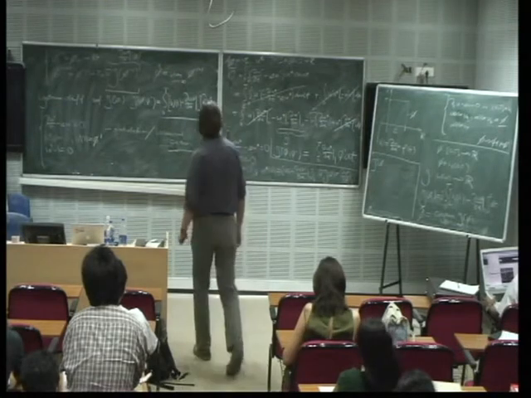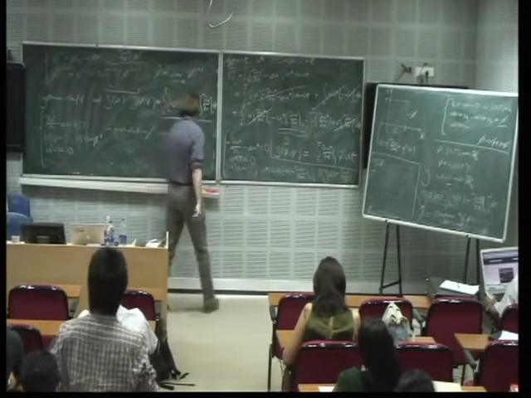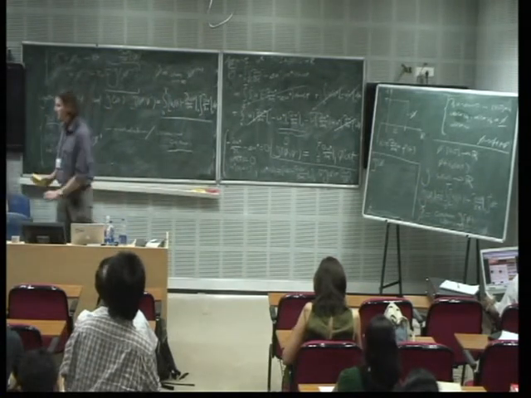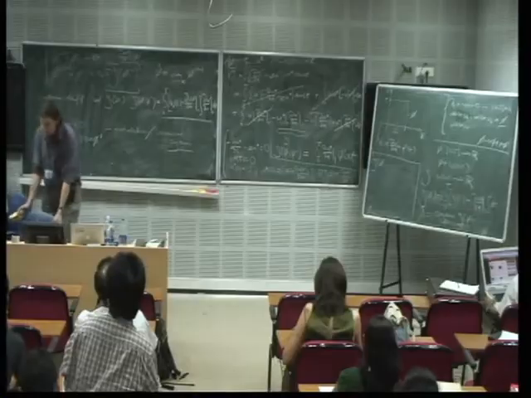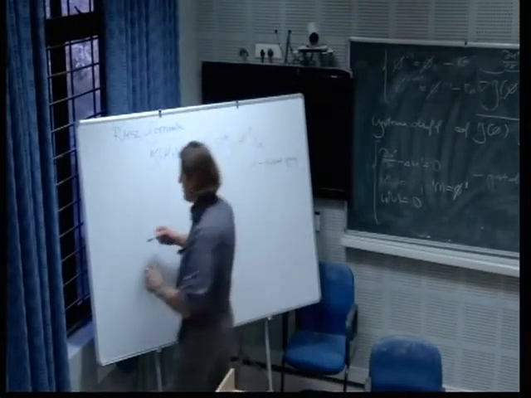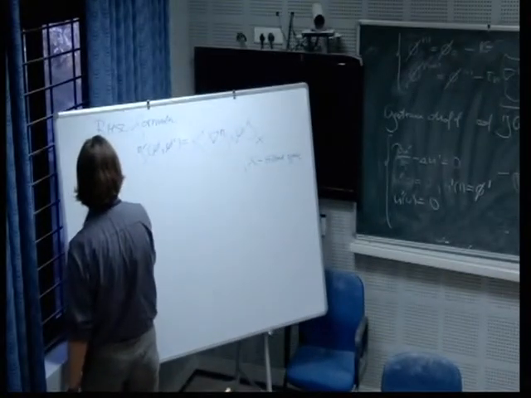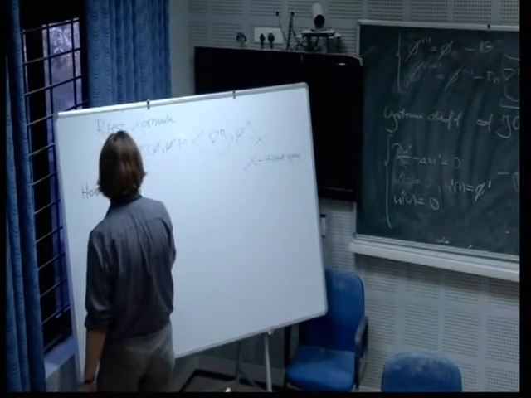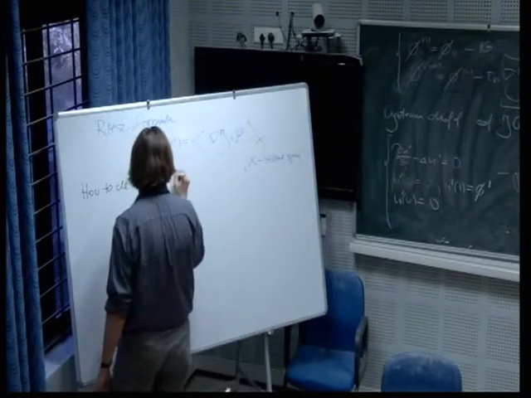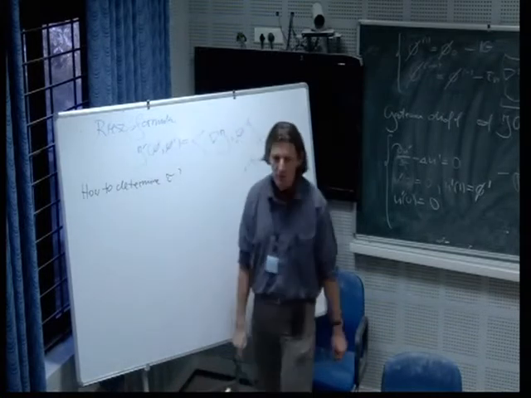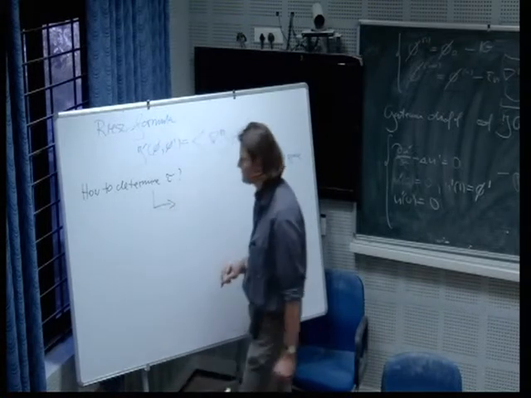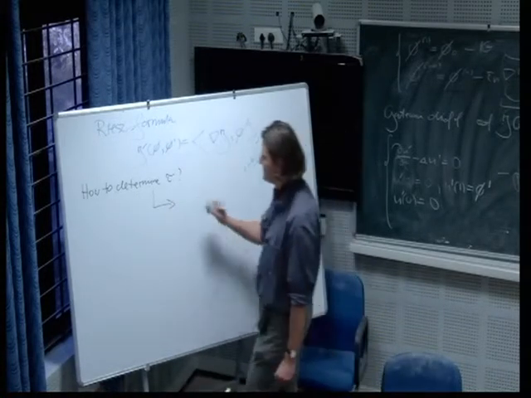How can we find this? Well, let me just do a brief digression to address this issue. Maybe I'll use the whiteboard. Okay. So how to determine tau? Well, this problem in numerical optimization is referred to as line minimization.